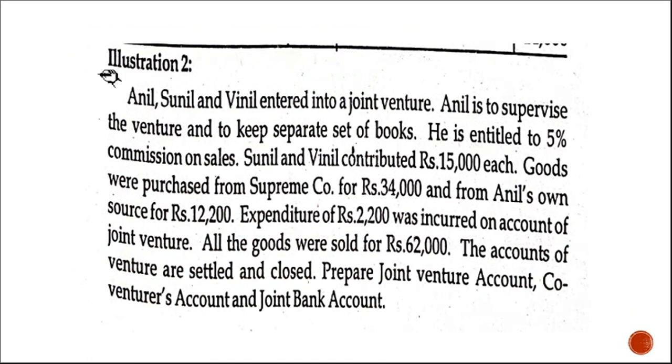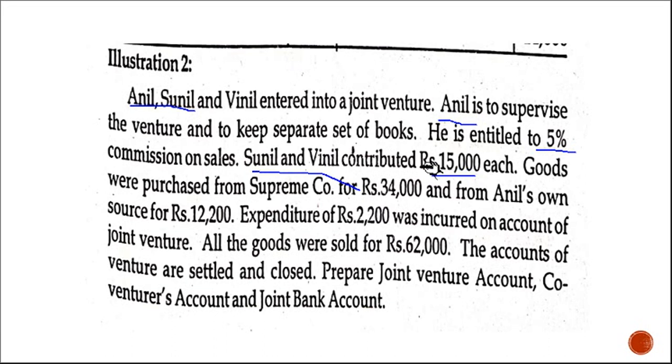See here, Anil, Sunil and Vinil entered into a joint venture. Anil is to supervise the venture and to keep a separate set of books. He is entitled to 5% commission on sales. Clear? Sunil and Vinil contributed rupees 15,000 each.